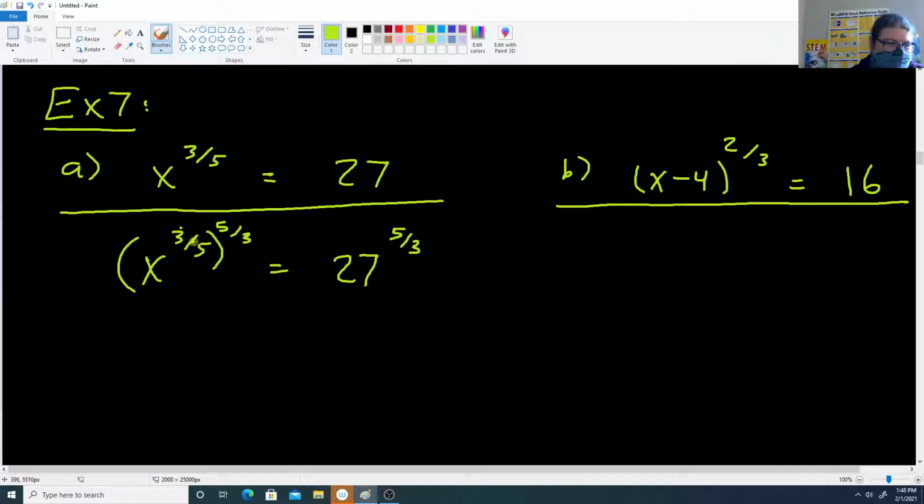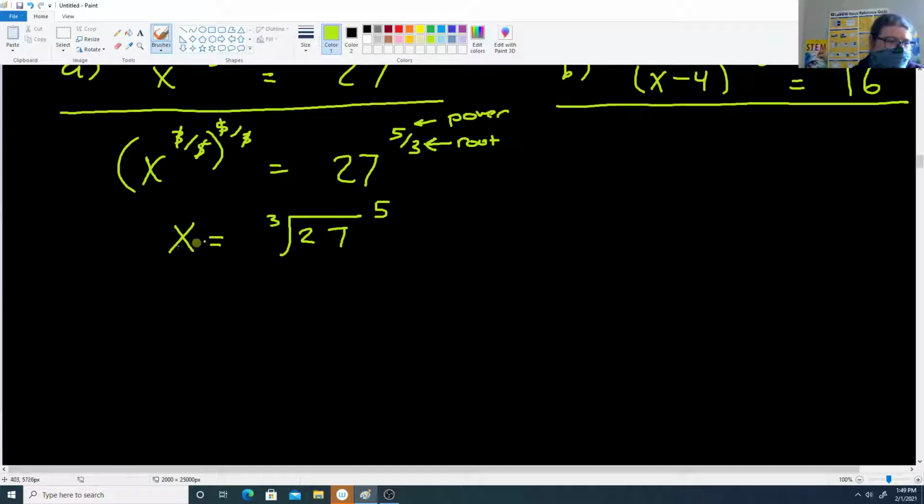3/5 to the 5/3 is a power to power multiply, so the 3's will cancel, the 5's will cancel. You'll just get x to the first power equals, when you have a fractional exponent like this, the 3 tells you the root number, the 5 tells you the power. So this will be the cube root of 27 to the 5th power. The cube root of 27 is 3, so this will be 3 to the 5th power, which is 243.